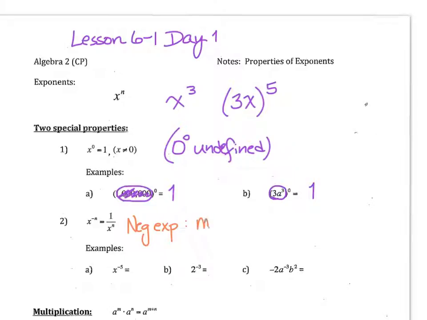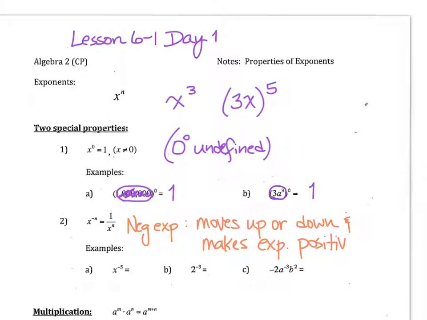A negative exponent moves the expression or the quantity up or down and makes the exponent positive. So, for example, x to the negative 5, technically right now it's in the numerator. So we're going to grab that, move it down to the denominator, and change the exponent and make the exponent positive. So that will turn into 1 over x to the positive 5.